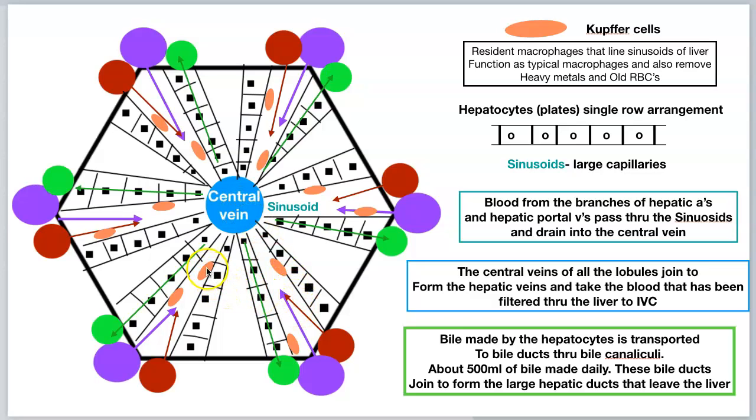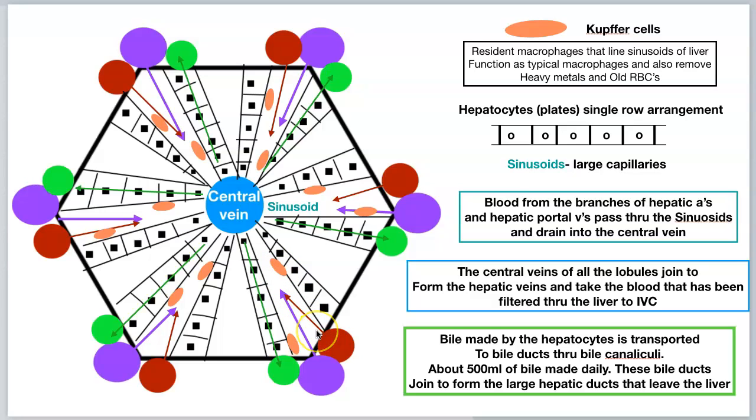And then we have these little guys. These are Kupffer cells. These are resident macrophages. They are lining the sinusoids. What are they doing? They're doing what macrophages do. Is there any bacteria left in the blood here that's coming from the GI tract? They're going to make sure if there's any bacteria in here, hopefully they can take it out before it gets to the central vein. They're also removing old, worn-out red blood cells.